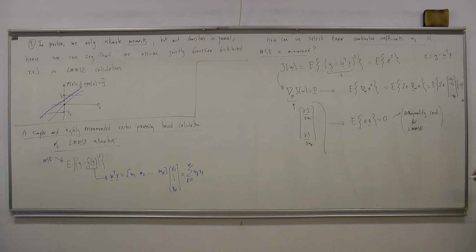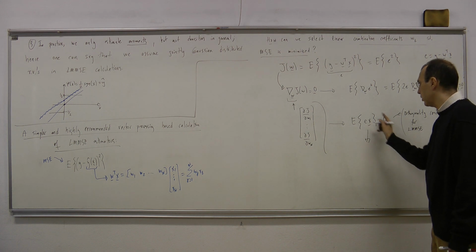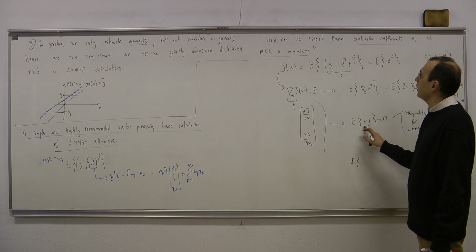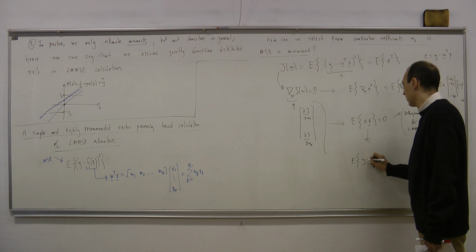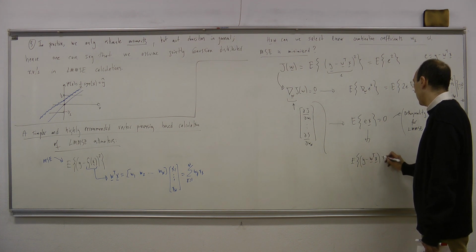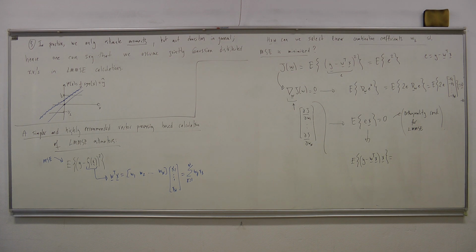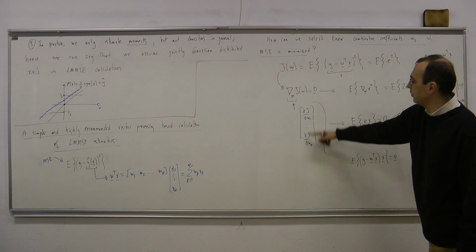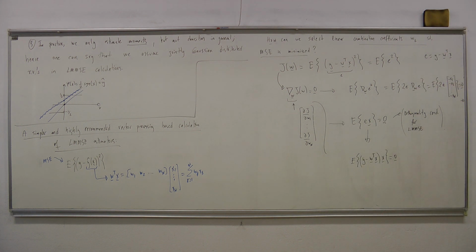Okay. But let me focus on this. So this is the condition to be satisfied. Expected value of, so what is error? Error is this, times x should be equal to 0. Okay. It is the zero vector, because this is the partial differentiation with respect to n variables, and the results are all equated to 0.